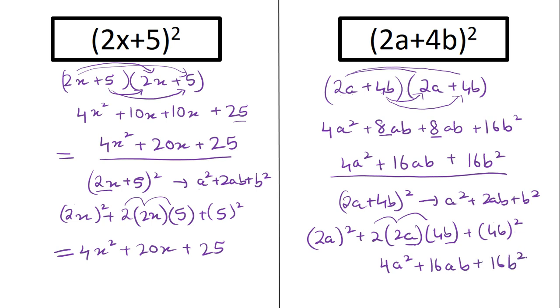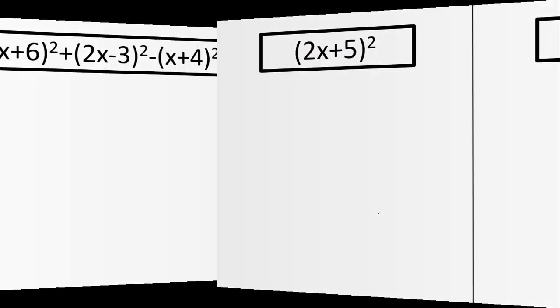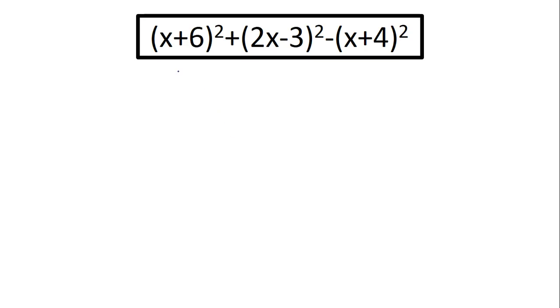So again, 16b squared. So this one and this one are the same. They're just two different ways of doing it. Now the next question is a long question, which is the same thing, but in the end you will just have a few like terms and unlike terms and you have to simplify. Now let's try and open it up.